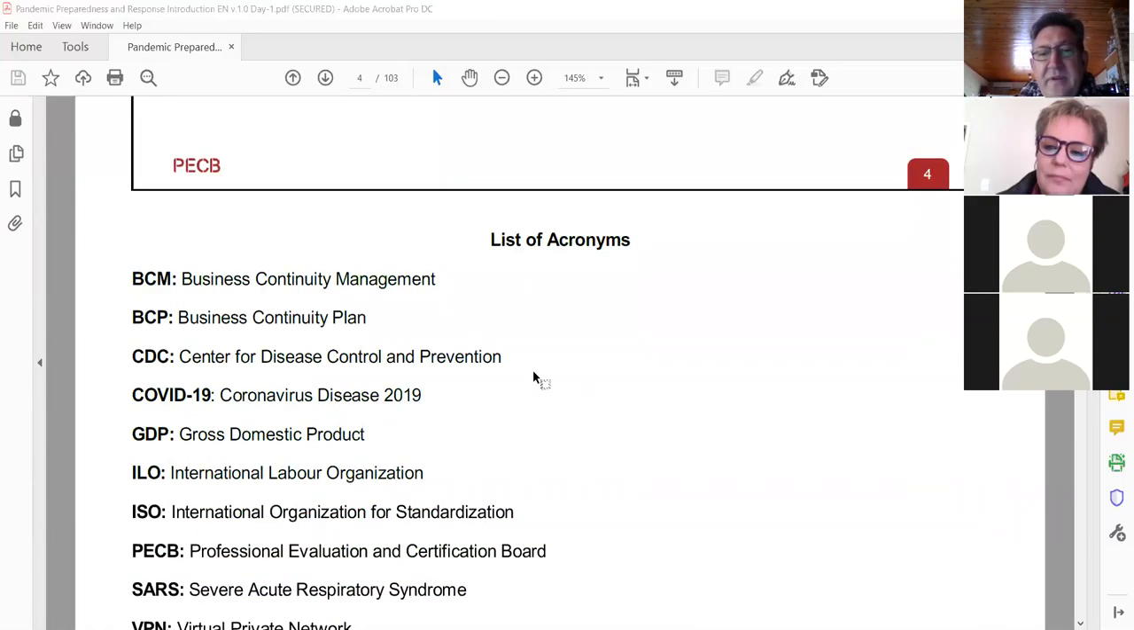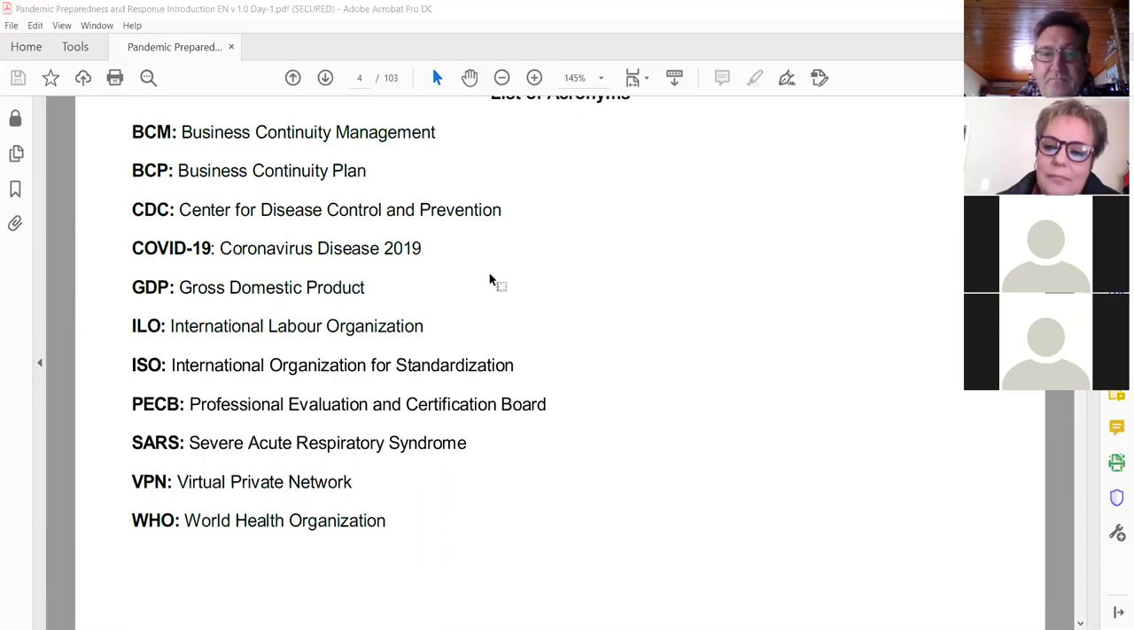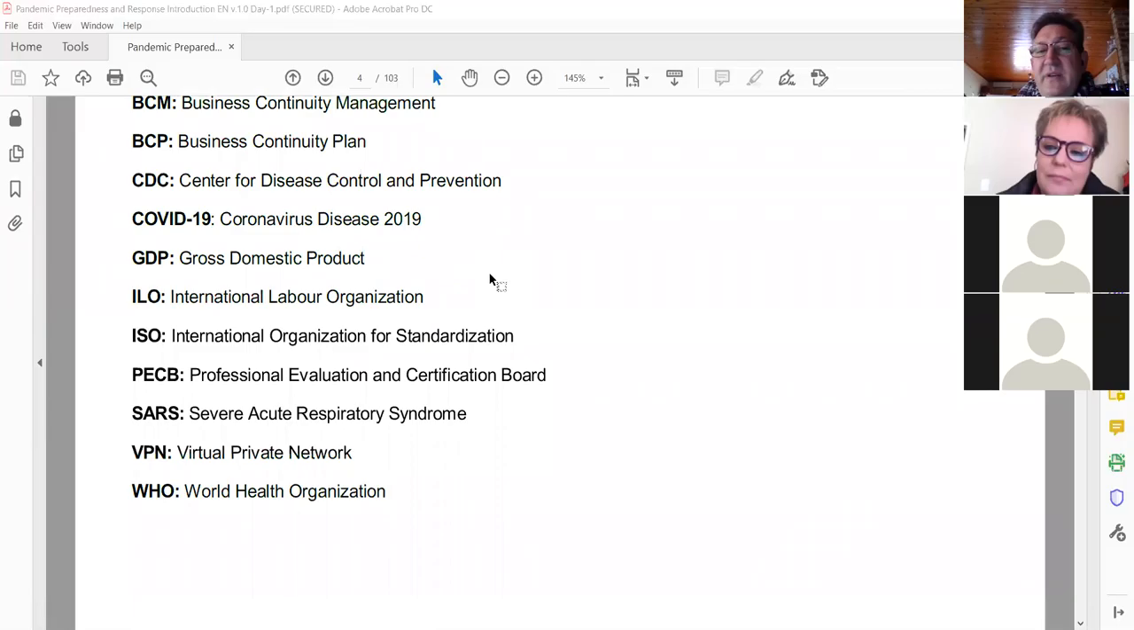The list of acronyms, we are going to be speaking here of BCM, that's Business Continuity Management. BCP is Business Continuity Plan. CDC is the Center for Disease Control and Prevention. COVID-19 is the coronavirus disease of 2019. GDP is the gross domestic product. ILO is International Labor Organization.